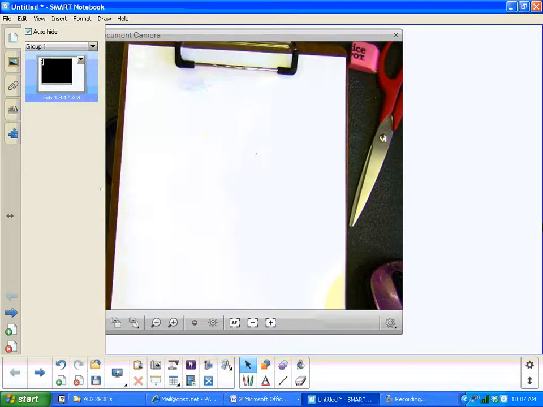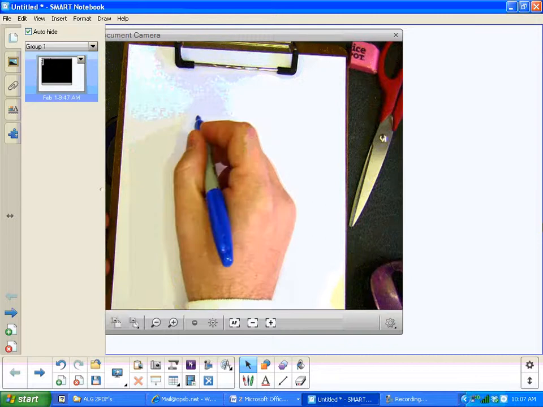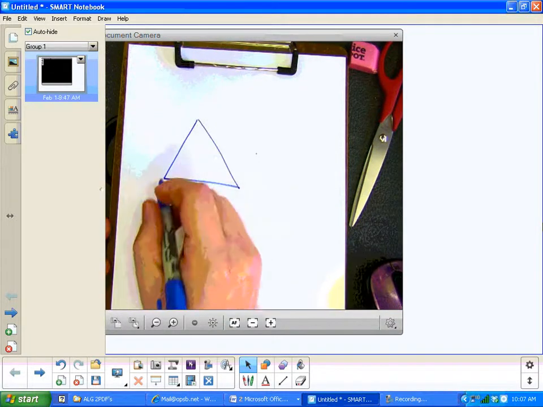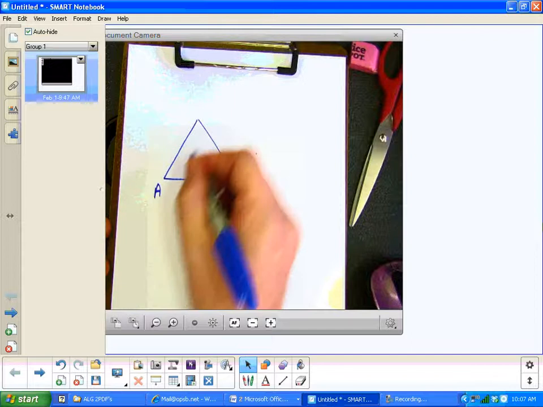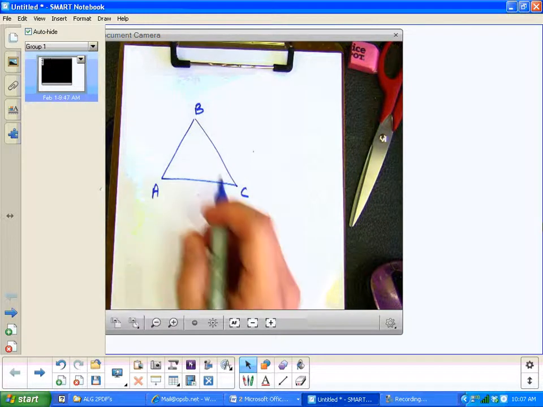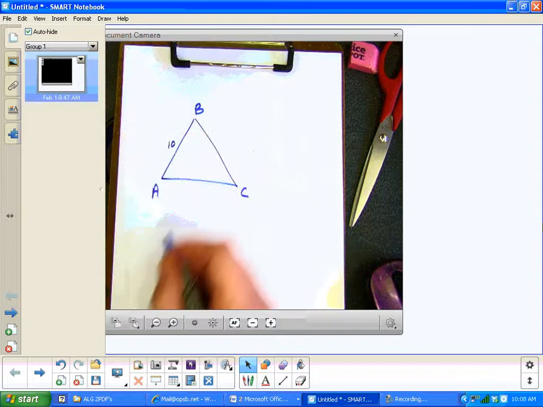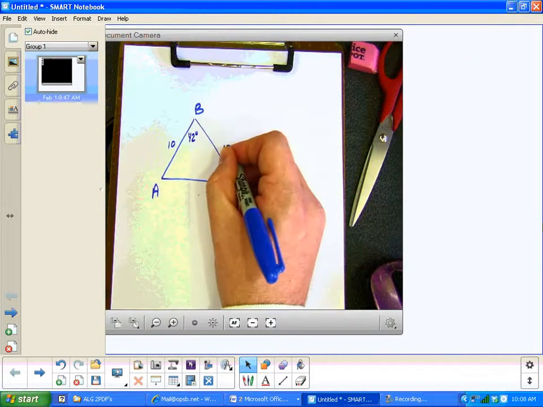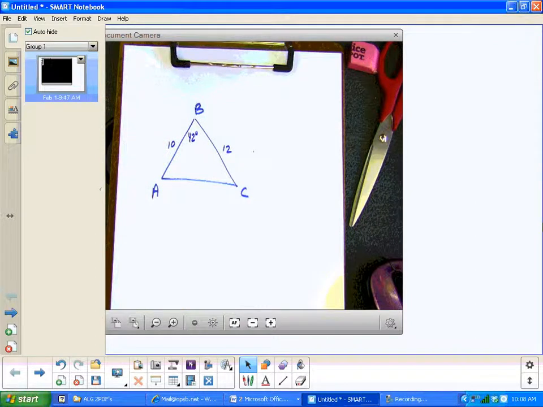All right, let's try this one. I'm going to give you this side to be 10, and this angle to be 42, and this side to be 12. Okay. All right, so we're missing these two angles and this side.